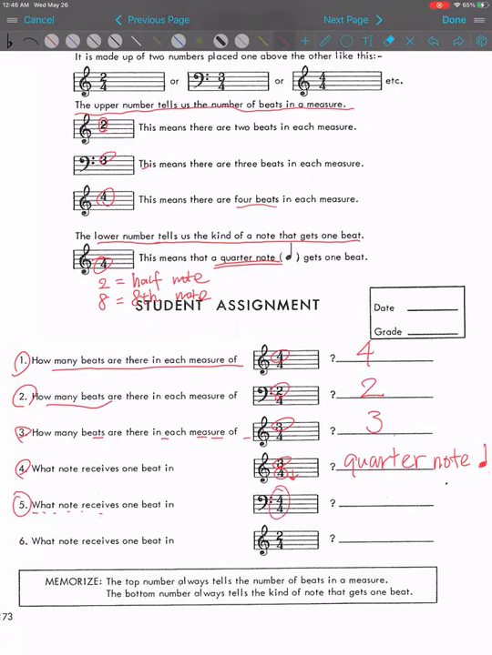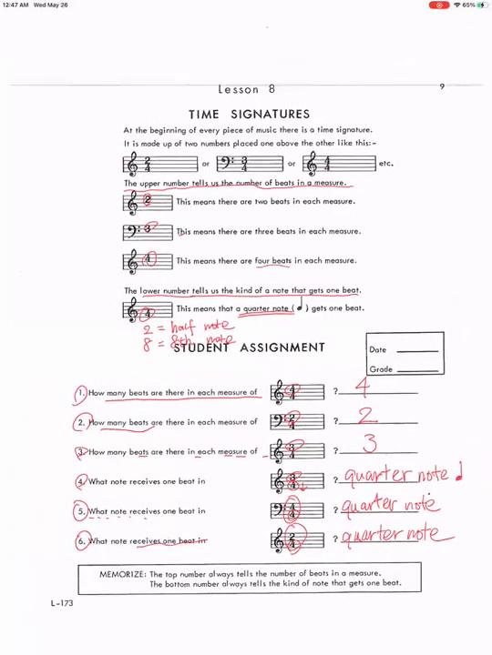So again, what kind of note? So it's quarter note. Number 5, what notes receive 1 beat in 2/4? And still 4, so the answers are the same. All right, lesson 8 is done.